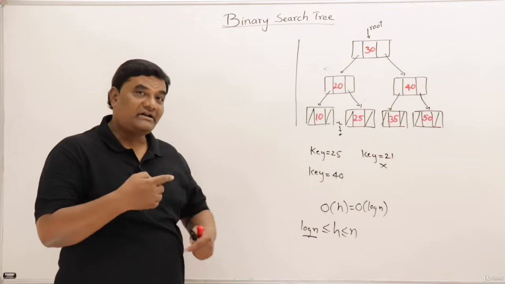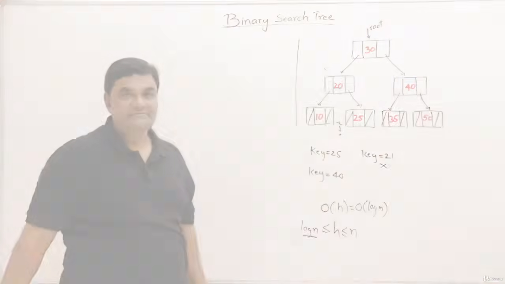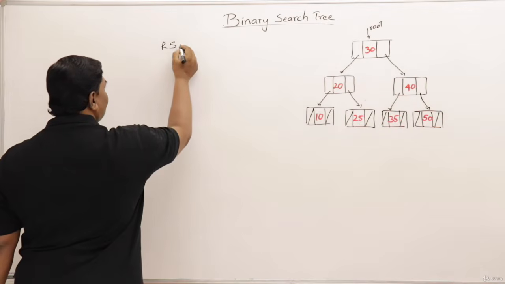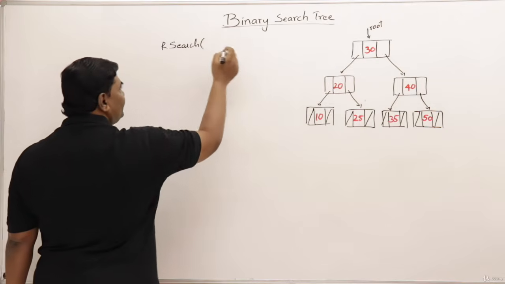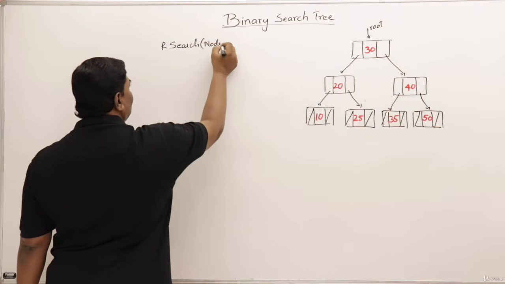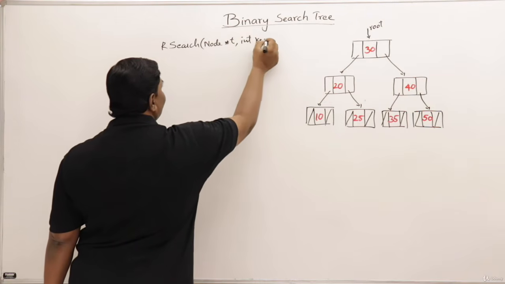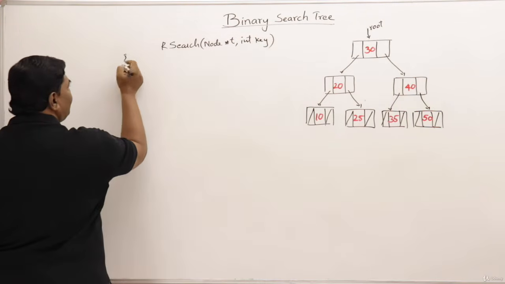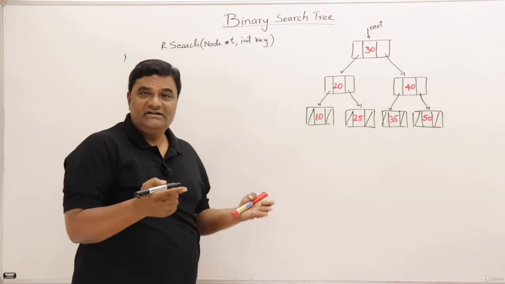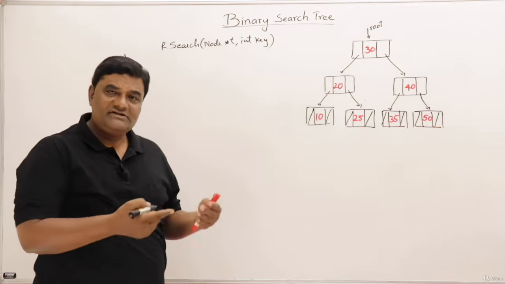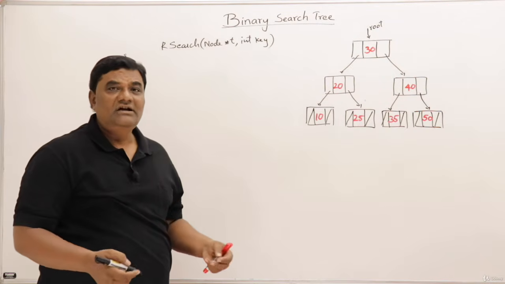Next, I will write down a recursive procedure for performing search in a binary search tree. The function name is rsearch, recursive search, which takes a pointer to a node, call it t, and the key element that we want to search. What it will return, I will write at the end. Every time, what we have to do is check whether t is null or not null. If it is not null, then we compare. If it is null, it means the element is not found, and we will stop.